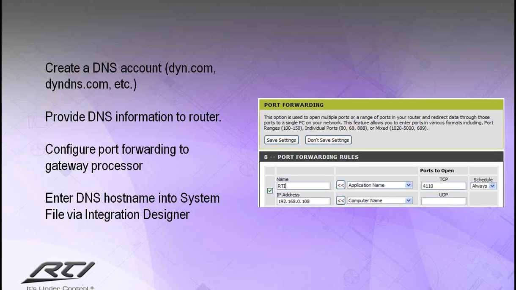You'll also need to configure port forwarding to your gateway processor. If you have multiple processors in there, one of them must be designated as the gateway. So we need to configure it to port 4110 to open that up so it can communicate with that device. So port forwarding is important, and either a static ISP provided address or a dynamic DNS address. And I'm going to show you later how to enter this DNS hostname into Integration Designer for each system that you require. So remote access requires a static IP address from the provider or a dynamic DNS address.